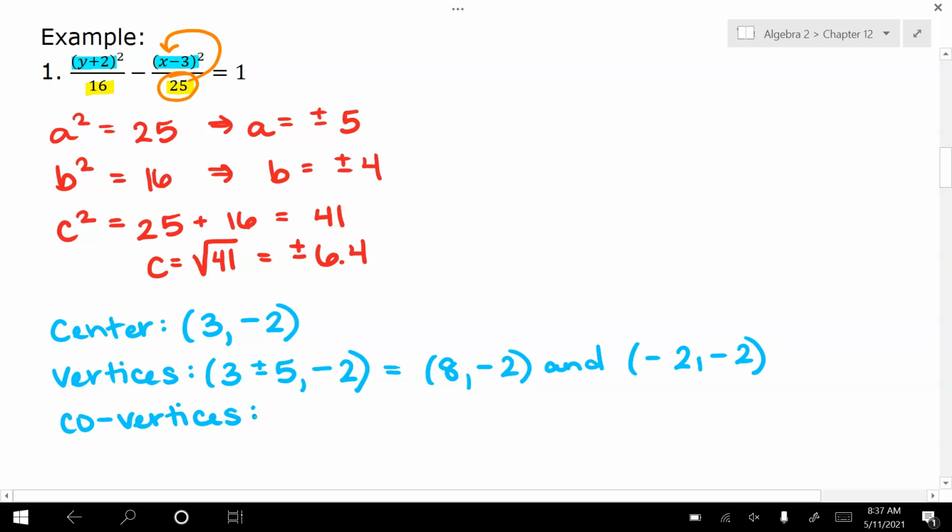Now, co-vertices, we leave the h of our center alone, so we leave the 3 alone. And you take your k, so that would be the -2 for this problem, and you add and subtract your b term, which is the 4. So you'll have 3, and then -2 plus 4 would be +2. And the other one would be 3, -6, because -2 minus 4 is going to be more negative.